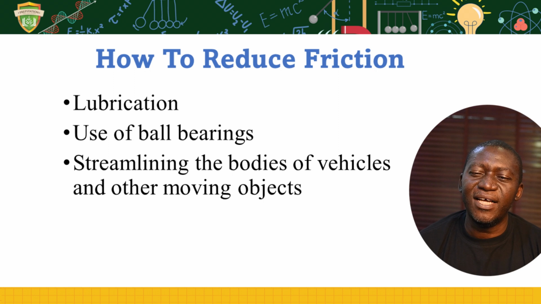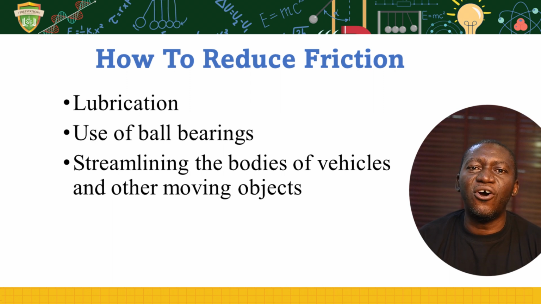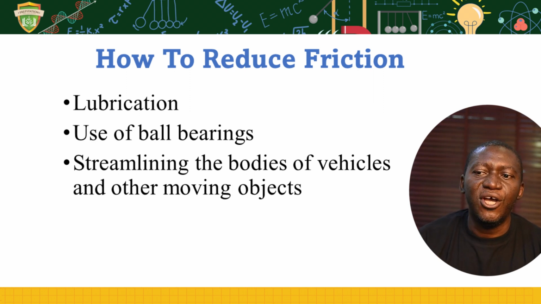Now, after looking at friction, how can we reduce friction? Since friction occurs between surfaces which are in contact, how can we reduce friction? Number one, we can reduce friction by lubricating and by using ball bearings. If there are mechanical parts that require it, ball bearings can help to make the motion smoother.